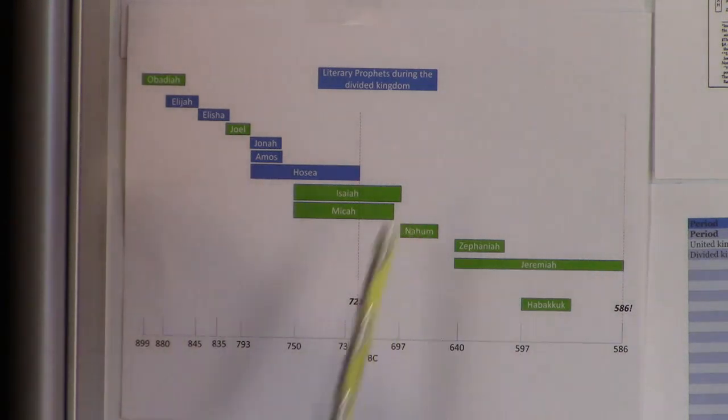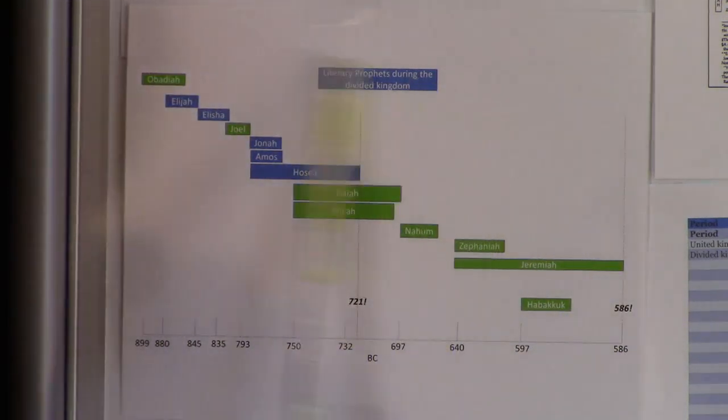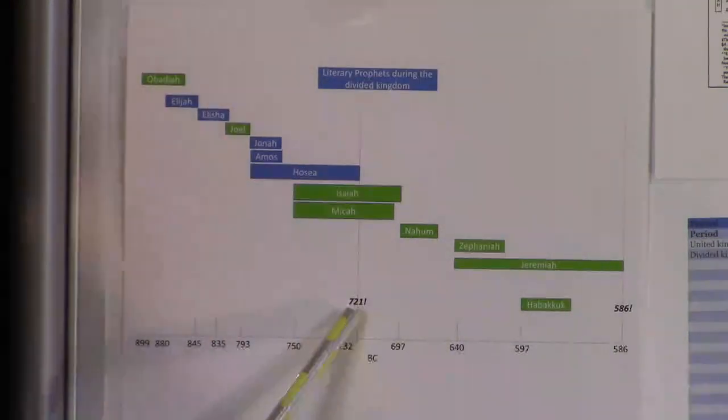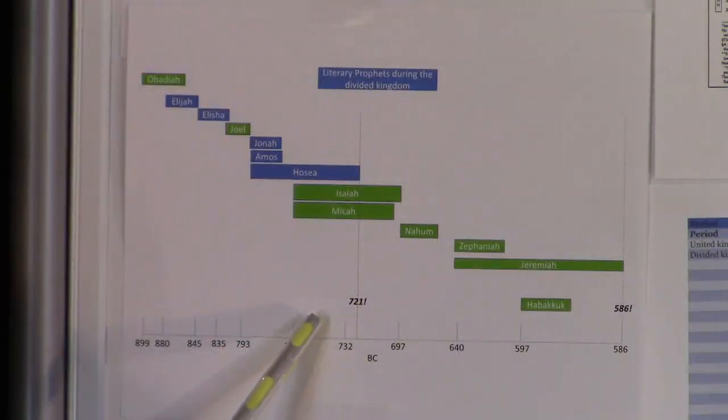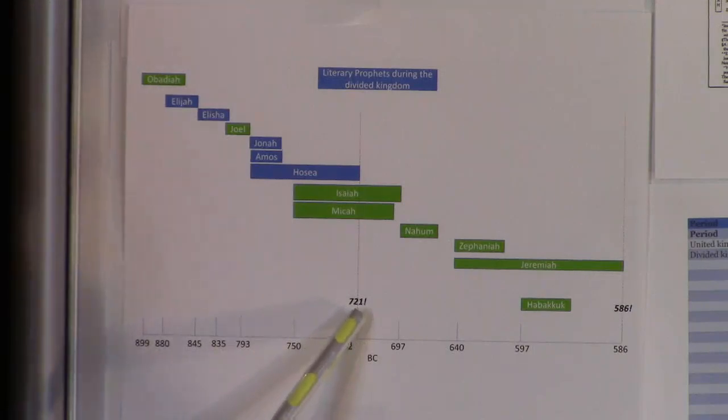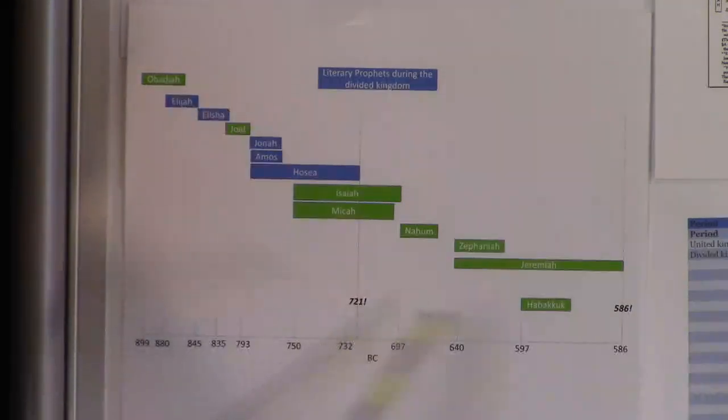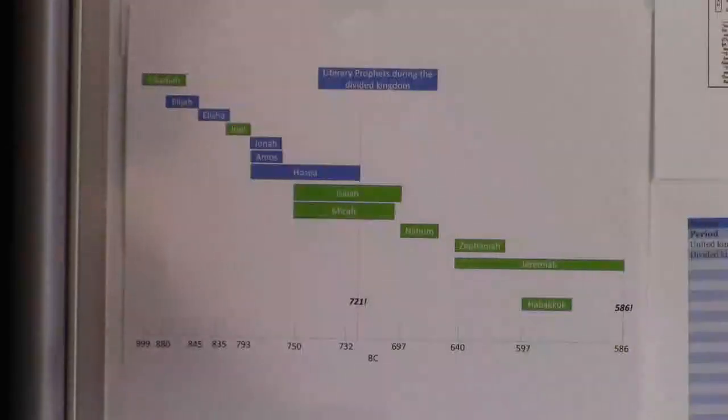And one other thing I want to really point out to you about this overview of the literary prophets during the divided kingdom is two important dates. 721, you see that exclamation mark? That's when the northern kingdom was destroyed. Okay? And then you see the date 586? That's when the southern kingdom was destroyed.